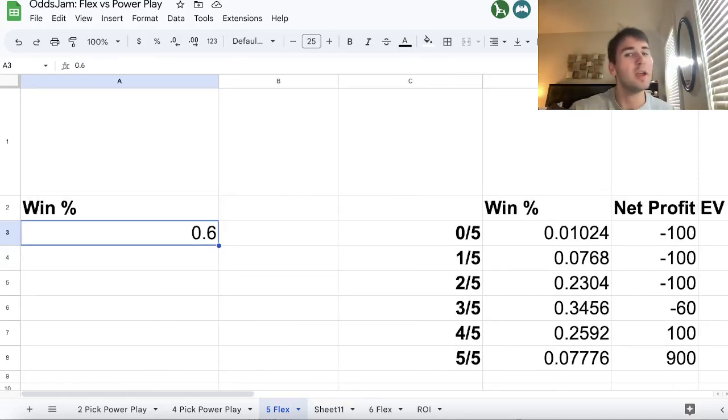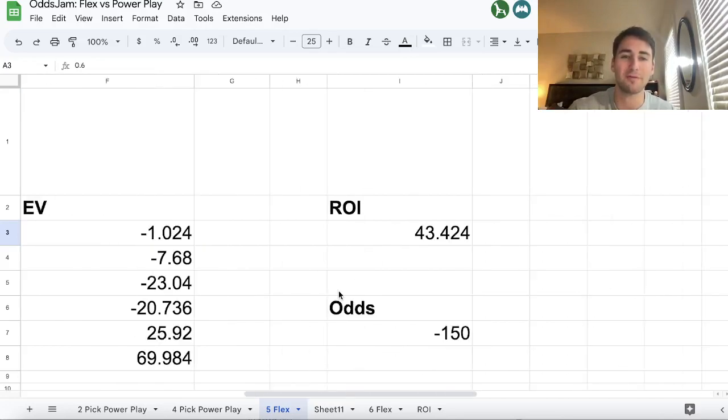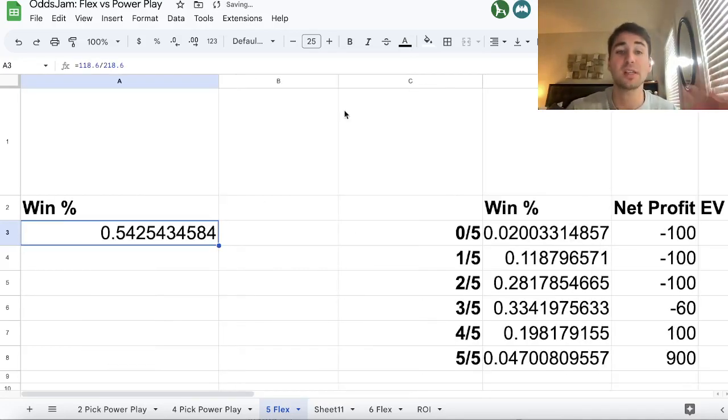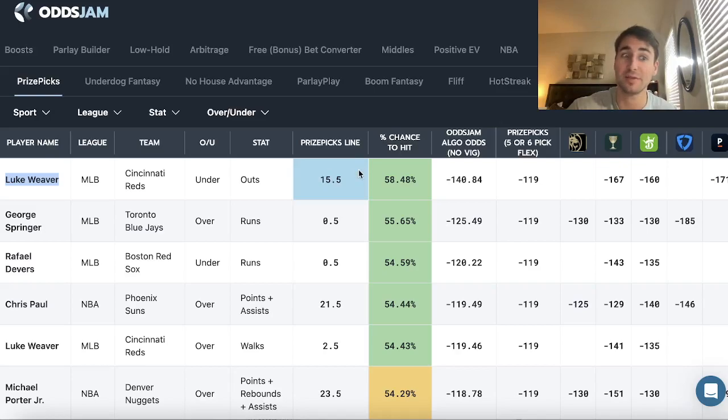Whoever claims they can win 60% of their player props on PrizePicks is so full of BS, because that would mean they're making returns of 43.4%, which is unrealistic long term, right? That's way too good. But what you're going to see is Luke Weaver under 15.5 outs. I'm just following the data. I don't know anything about this guy. But guess what? It doesn't matter, because the sportsbooks do and the market does. And it's all about the data, right?